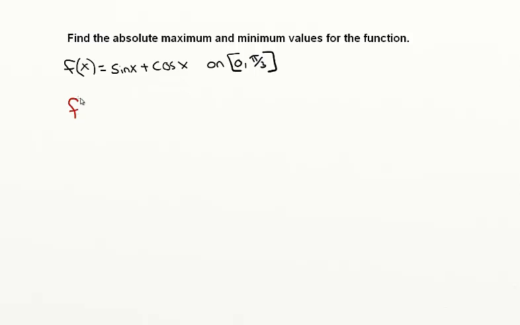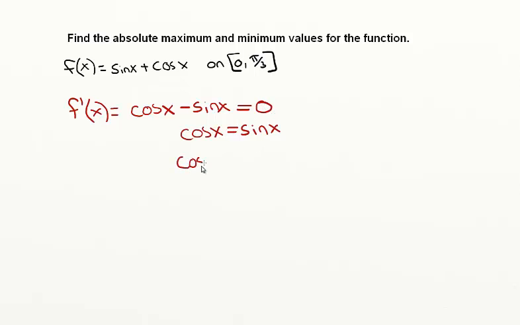derivative. So f prime of x is going to be equal to cosine of x, that's the derivative of sine, and then the derivative of cosine is minus sine of x. Alright, where the function is critical is where this derivative is equal to 0. So that's going to mean cosine of x is equal to sine of x, if we add sine of x on the other side, or cosine of x over sine of x is equal to 1.